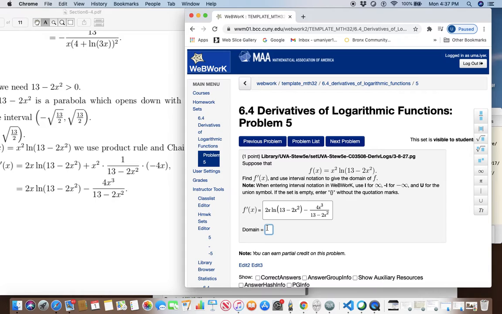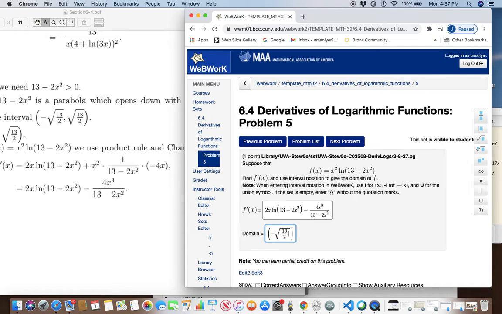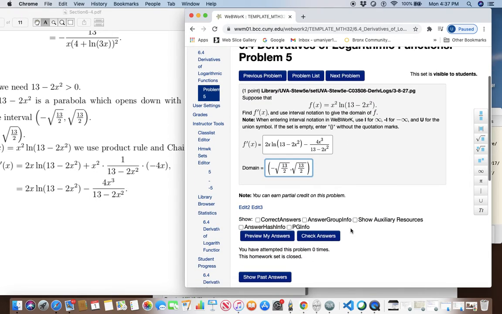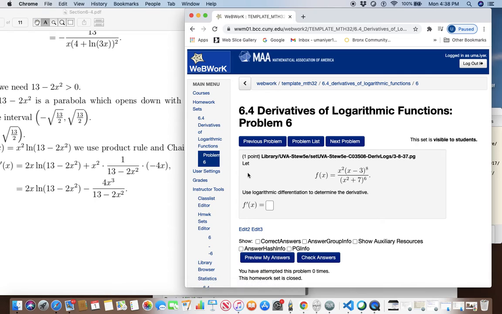What about the domain? The domain is negative square root of 13 over 2, comma, positive square root of 13 over 2. All right, let's check. Good, fantastic.